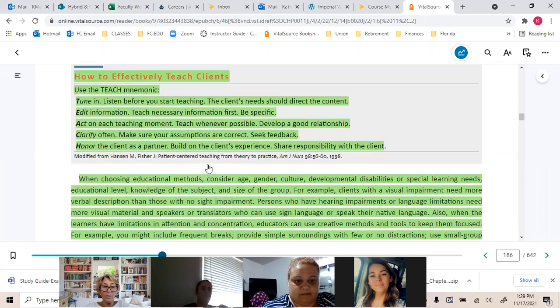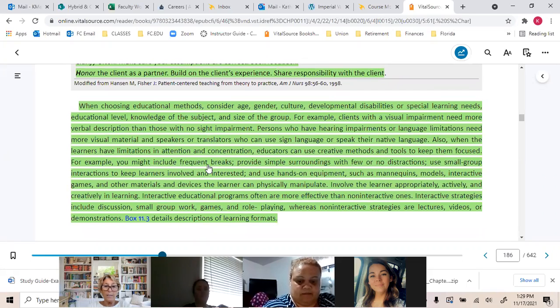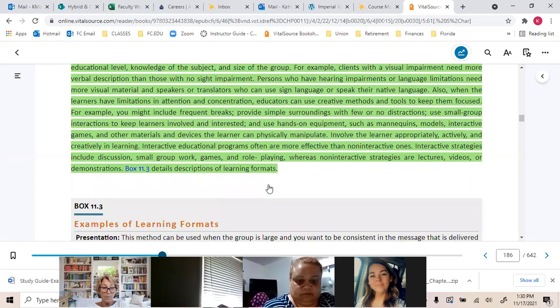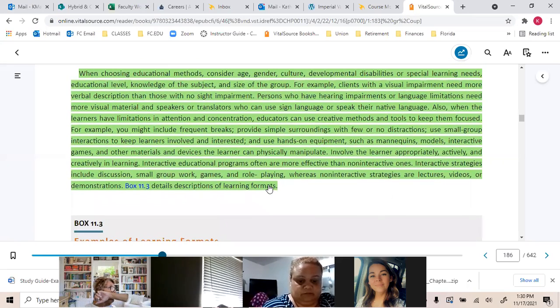Okay. So again, let's have a read at this part right here. When choosing educational methods, we've talked about this. Consider age, gender, culture, disability, special learning needs. And here's where they talk about clients with visual impairment. What might they need? Clients with hearing impairments, what may they need? Language barriers, what may they need? Learners that have limitations in attention and concentration. So this is a great paragraph identifying certain barriers, certain challenges, and some suggestions. So have a read at that, page 186.